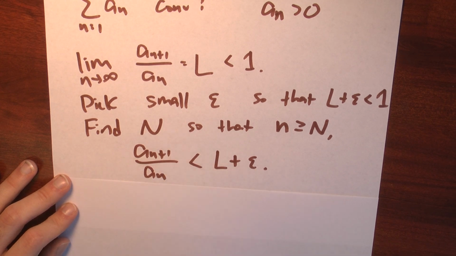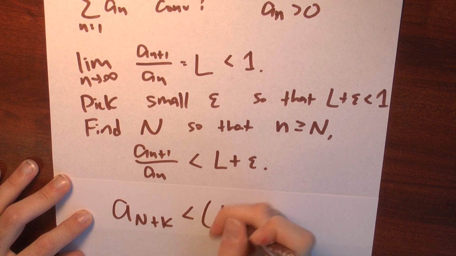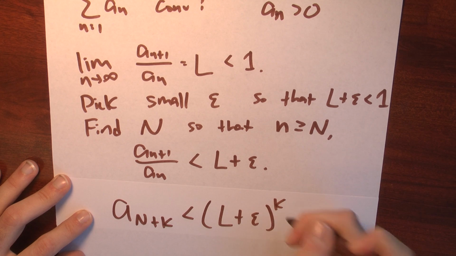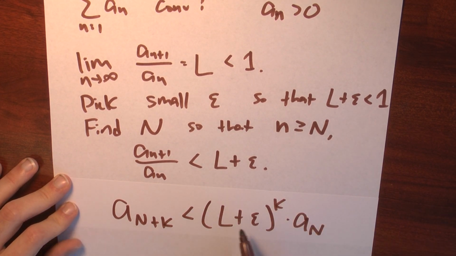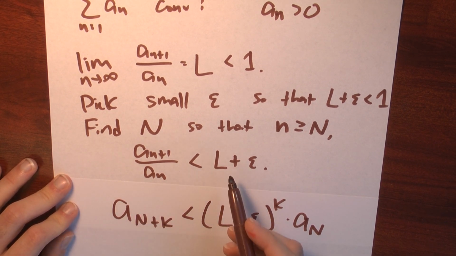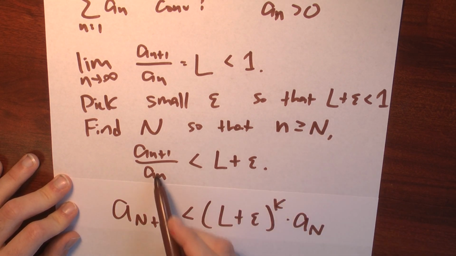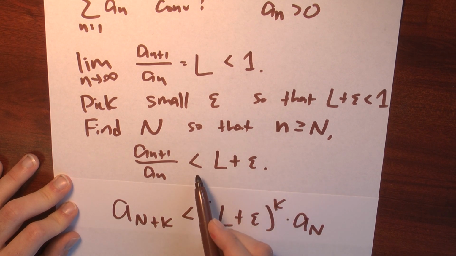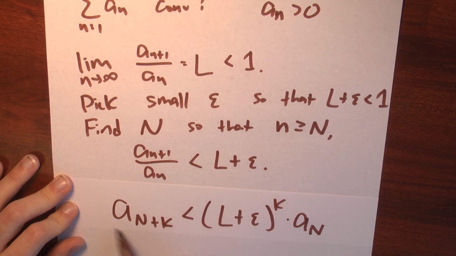And why does that help? Well, this inequality implies that a sub big N plus little k is less than (L plus epsilon) to the little k times a sub big N. Where does this come from? It really does come from just applying this a ton of times. What this is saying is that as long as n is at least big N, then the ratio between subsequent terms is less than this factor. And that means that I can overestimate the big N plus kth term by this factor to the kth power times just whatever the big Nth term is.